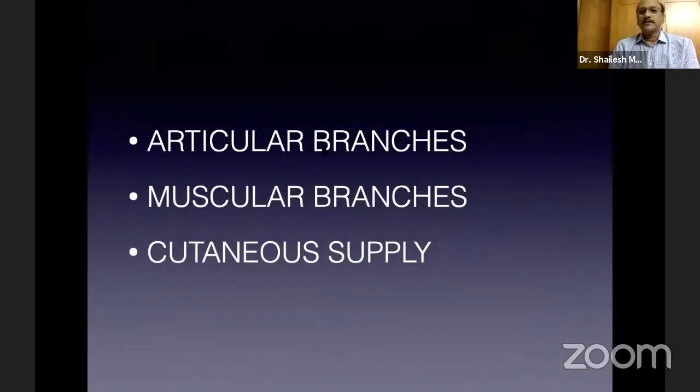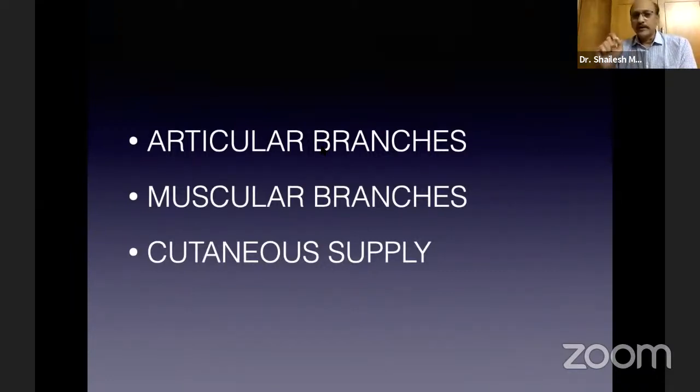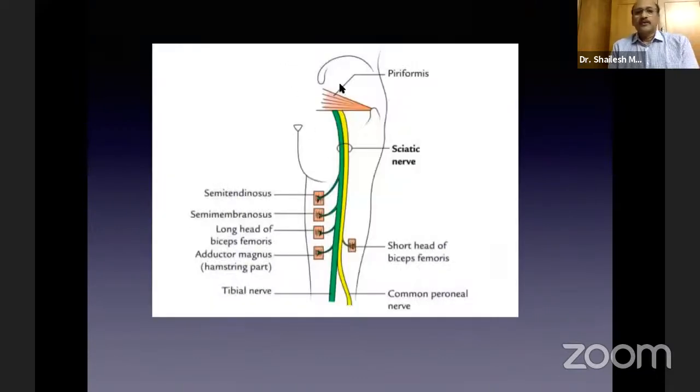Now, articular branches of the sciatic nerve supply both the hip joint and the knee joint. Muscular branches supply, as I told you, the posterior part, mainly the hamstrings and all the muscles below the knee, and then the cutaneous supply. The sciatic nerve emerges from the greater sciatic foramen in front of the piriformis. This picture is from behind, so in front of the piriformis, and there are a lot of variations in sciatic nerves. A lot of muscular branches are given at a higher level. Ideally it divides usually about 6 to 8 centimeters above the popliteal crease, but sometimes it divides at 10 centimeters also. So you can have a partial block if you don't locate the nerves properly.